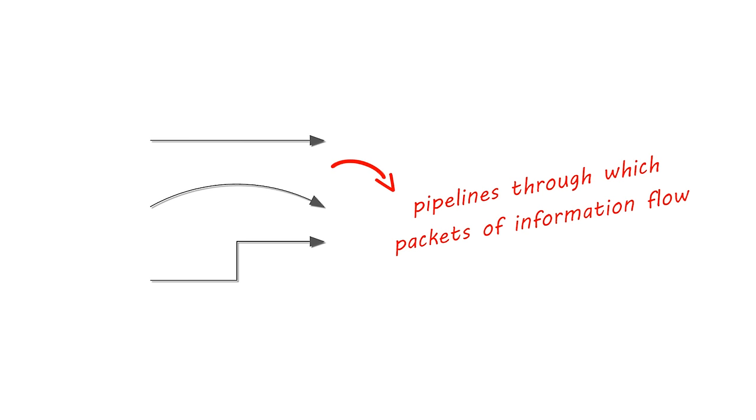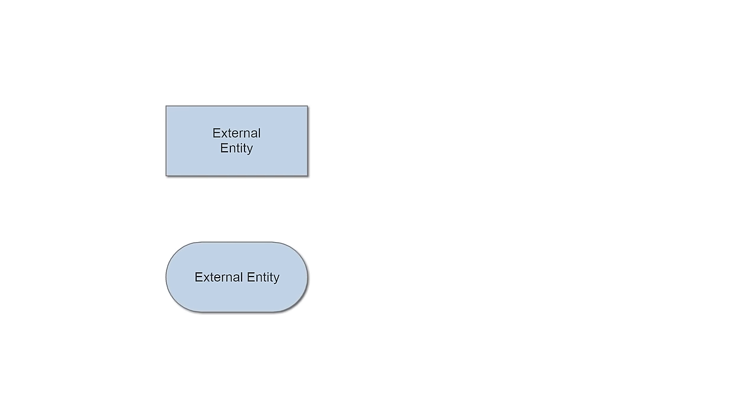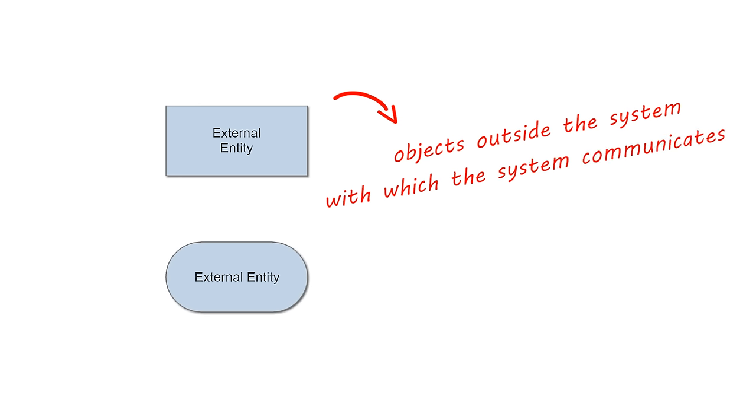This is a data flow notation. Data flows are pipelines through which packets of information flow. Label the arrows with the name of the data that moves through it. Seen here is an external entity notation. External entities are objects outside the system with which the system communicates. External entities are sources and destinations of the system's inputs and outputs.